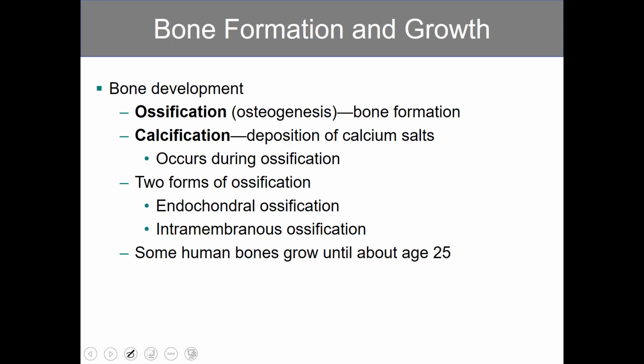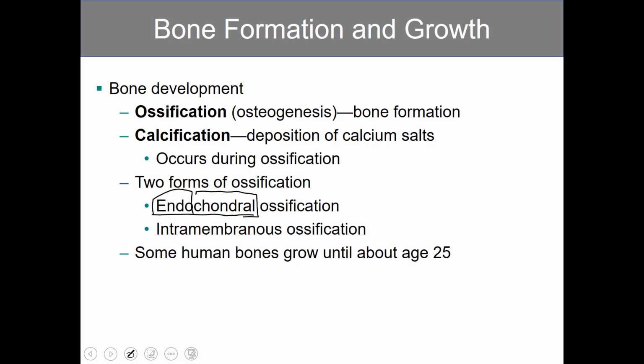We have two main types of bone formation, or ossification, in the body. We have endochondral, which refers to ossification that begins inside of cartilage: endo, and then chondral refers to cartilage. Endochondral ossification is the main type of ossification in the body. The other form of ossification is called intramembranous ossification.